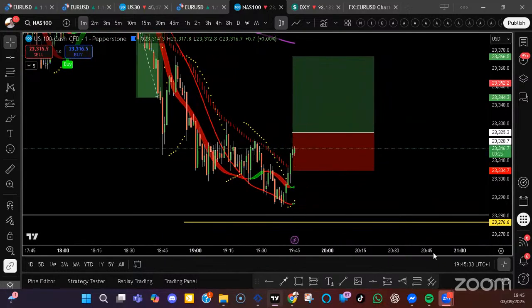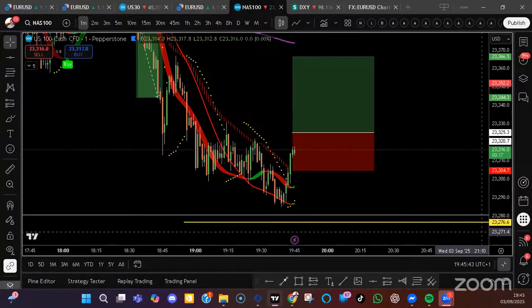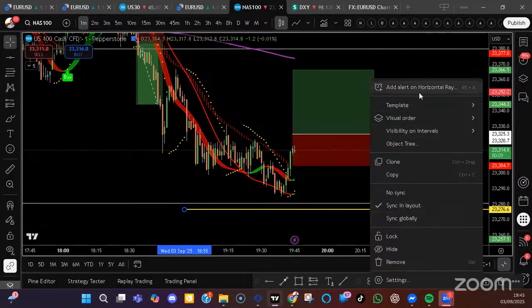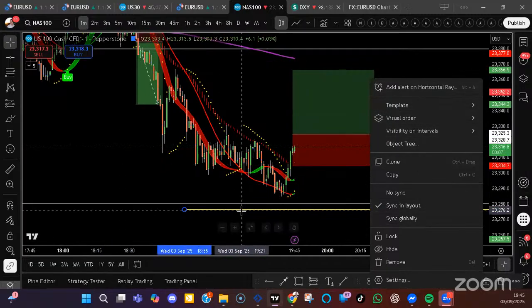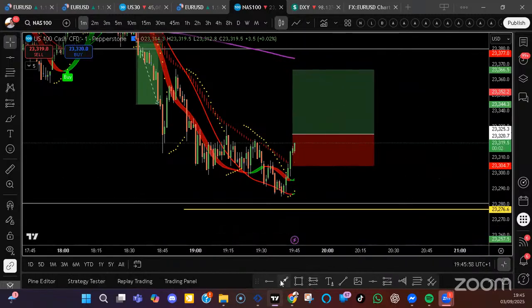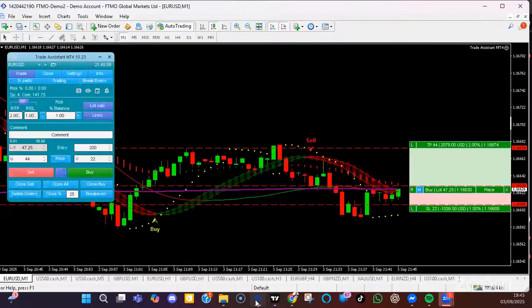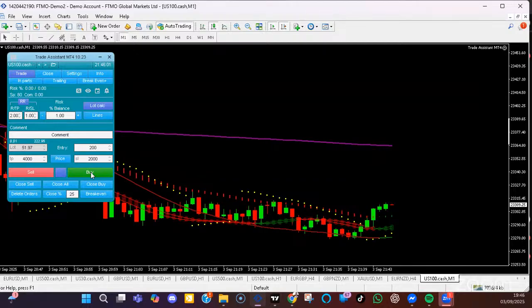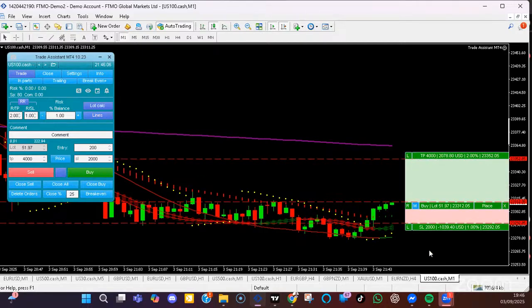And again, it's down to your daily lifestyle as well. Now, if you can afford to be at the computer most of the day, no problem. All you do is right click, add an alert on the horizontal ray. So when it goes into that area, you will be alerted. Actually, I think I might take this trade if it comes into fruition.